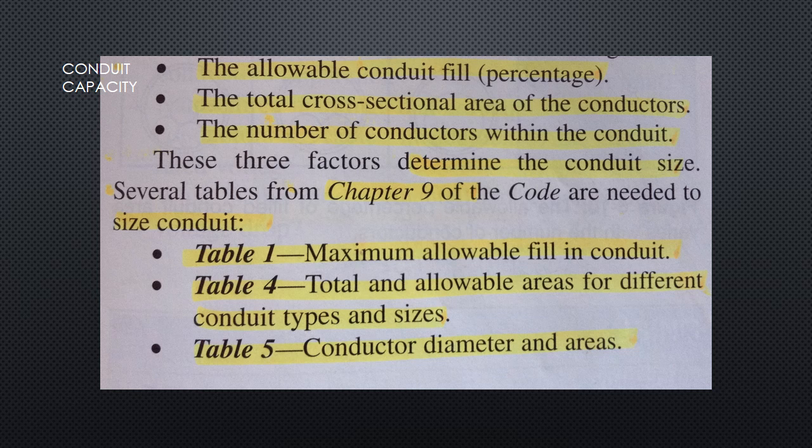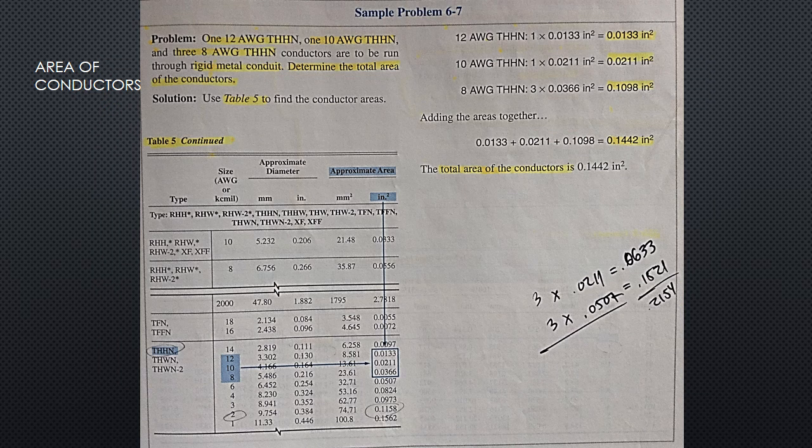Several tables from Chapter 9 of the code are needed to size conduit. Table 1, maximum allowable fill in conduit. Table 4, the total and allowable areas for different conduit types and sizes. And finally, Table 5, conductor diameters and areas. Given the number and size of conductors, the conduit is sized using a two-step process. First, the total area of the conductors is calculated. Then the conduit size is selected.